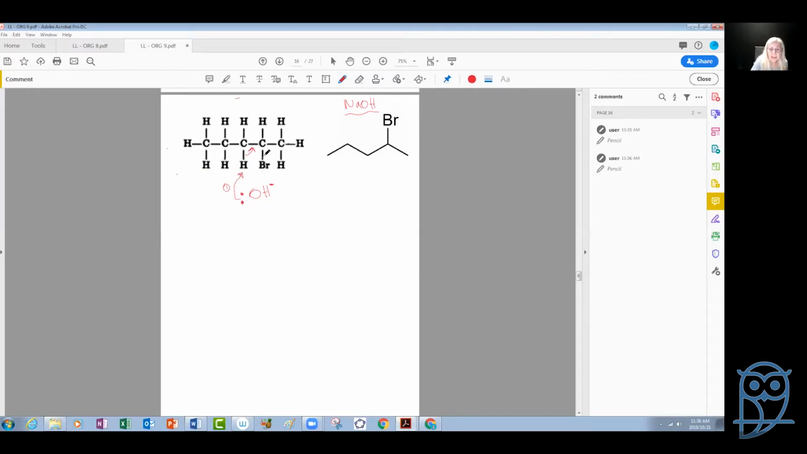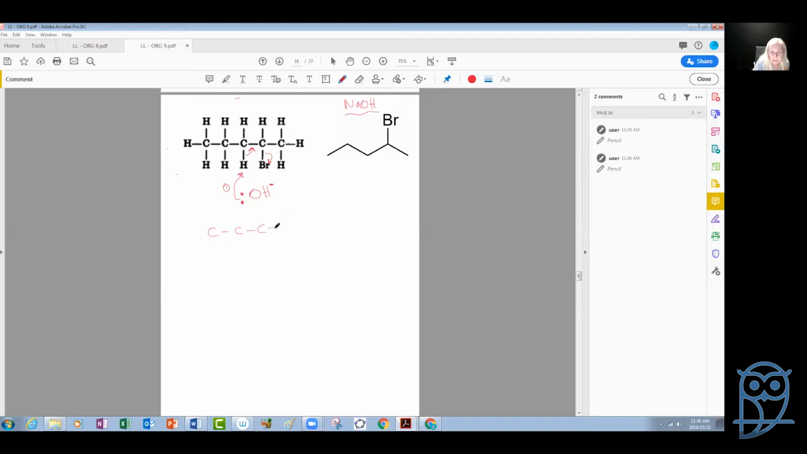and at the same time, this pair of electrons will move to the bromine atom that will be eliminated as a bromide ion. So what will be the product, in other words, out of all these stories? Remember, this will become a double bond and this bromine will come out. So what we are left with, 1, 2, 3, 1, 2, 3.